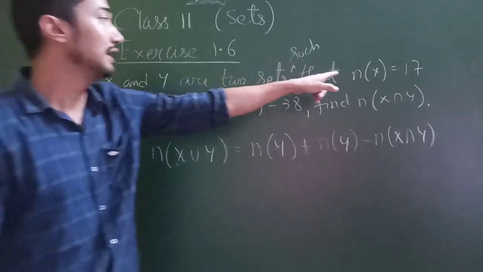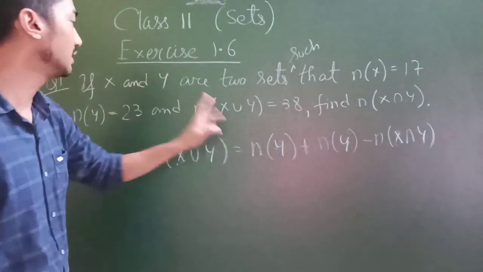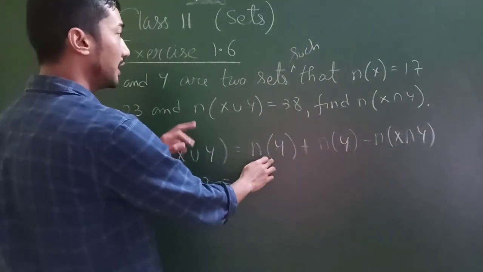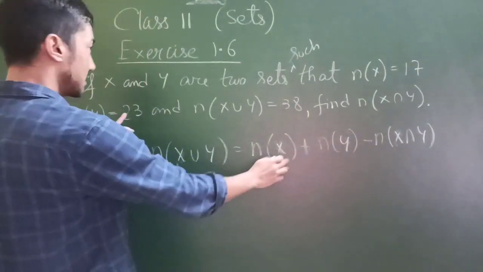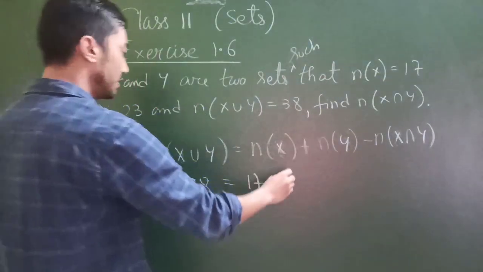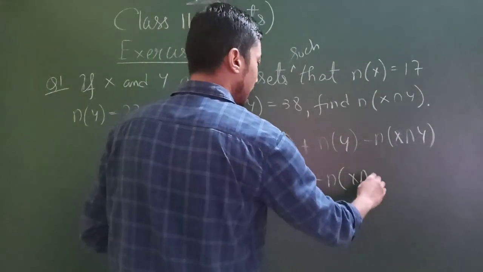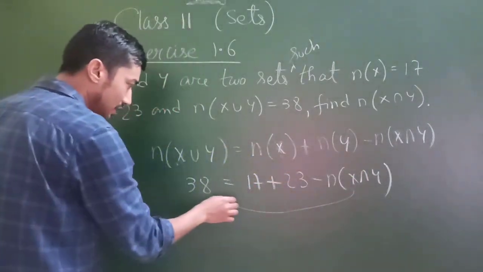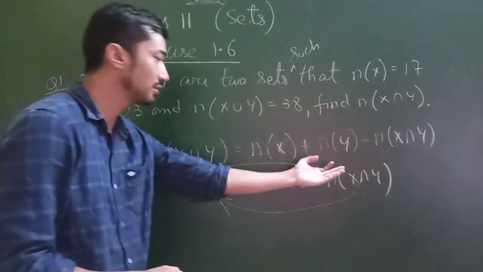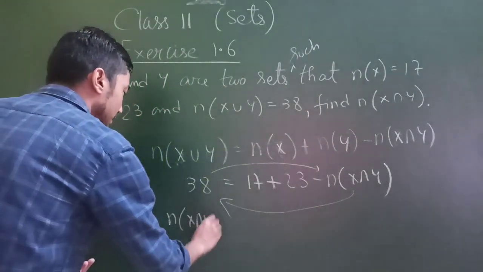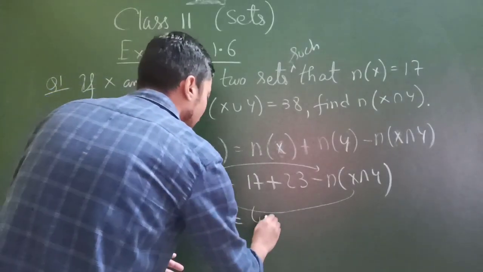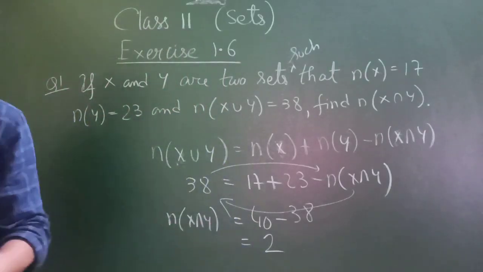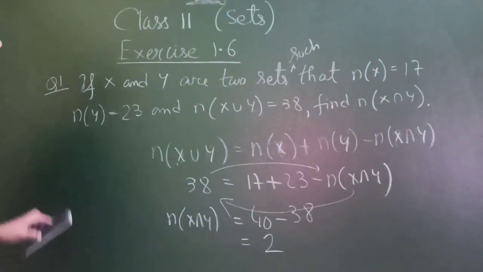Number of elements in x is given, y is given, union is given. Let's substitute: number of elements in x union y is given as 38, in x it is 17, in y it is 23, and this is the value that we have to find out, number of elements in x intersection y. So I'm going to take this value to the other side. It's going to be plus number of elements in x intersection y, which is going to be 40 minus 38, so that's how much? 2. So literally very simple, provided you remember the formula, that's all.